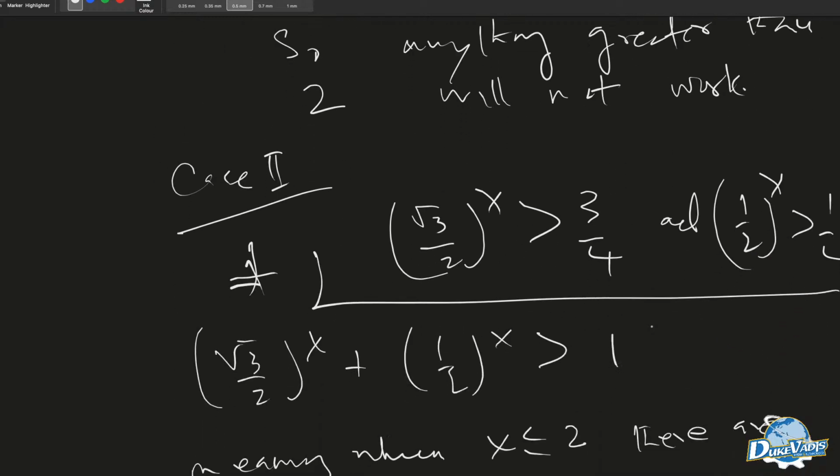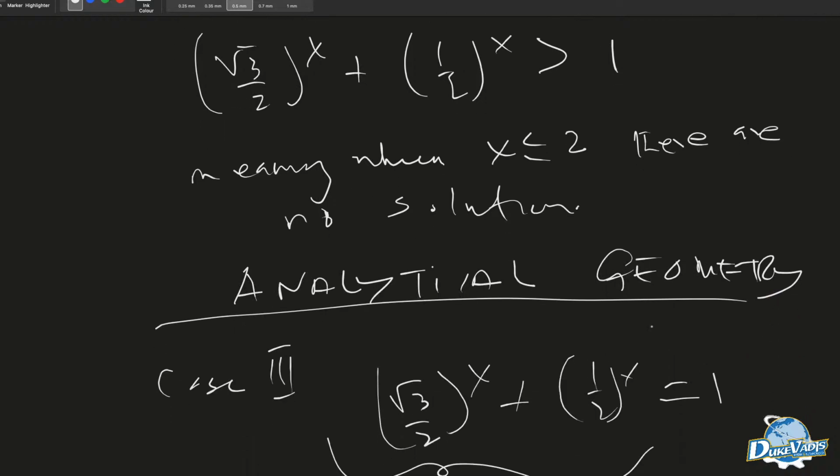And we look at this case again. You see, even the one with root 3 over 2 to the power x is greater than 3 over 4, and that is also greater than 4. Then with this equation also, we realize that when x is less than or equal to 2, we have no solution.